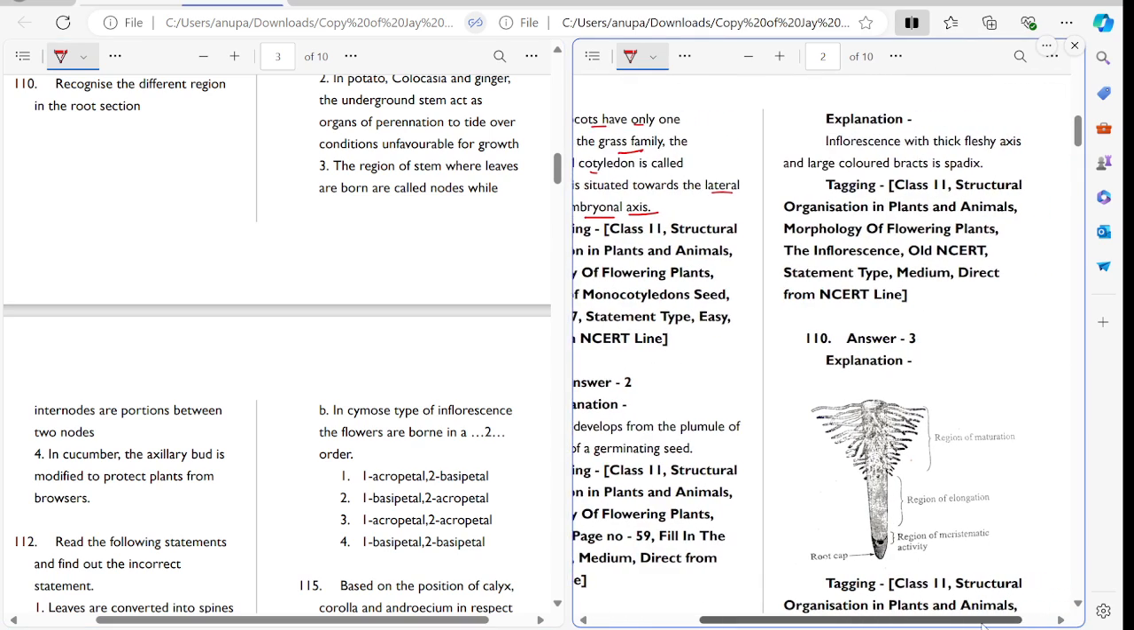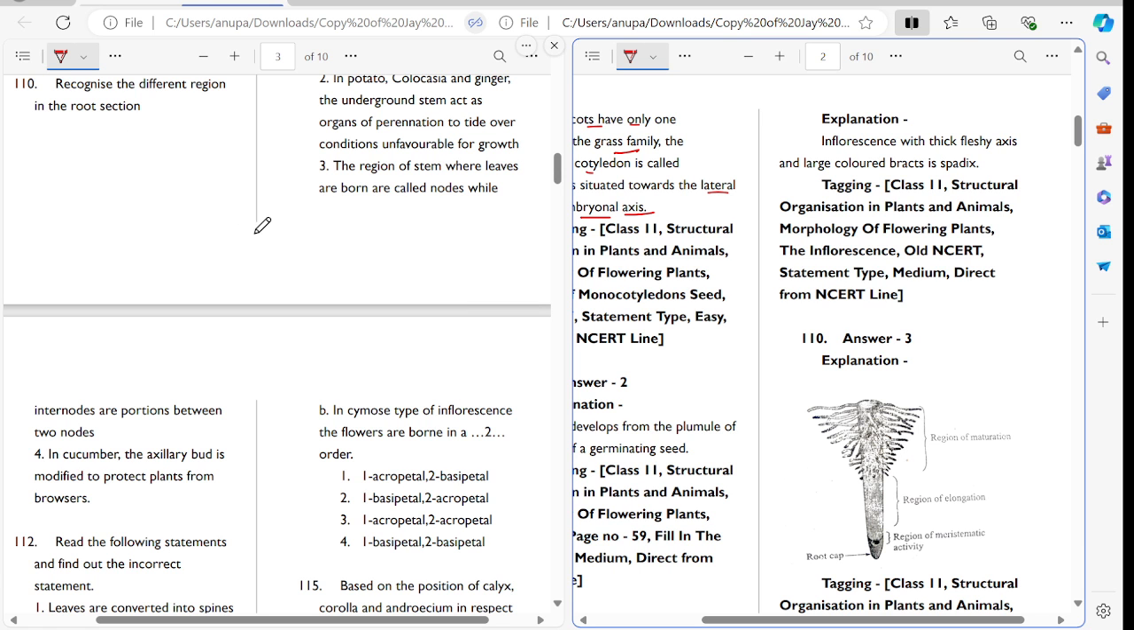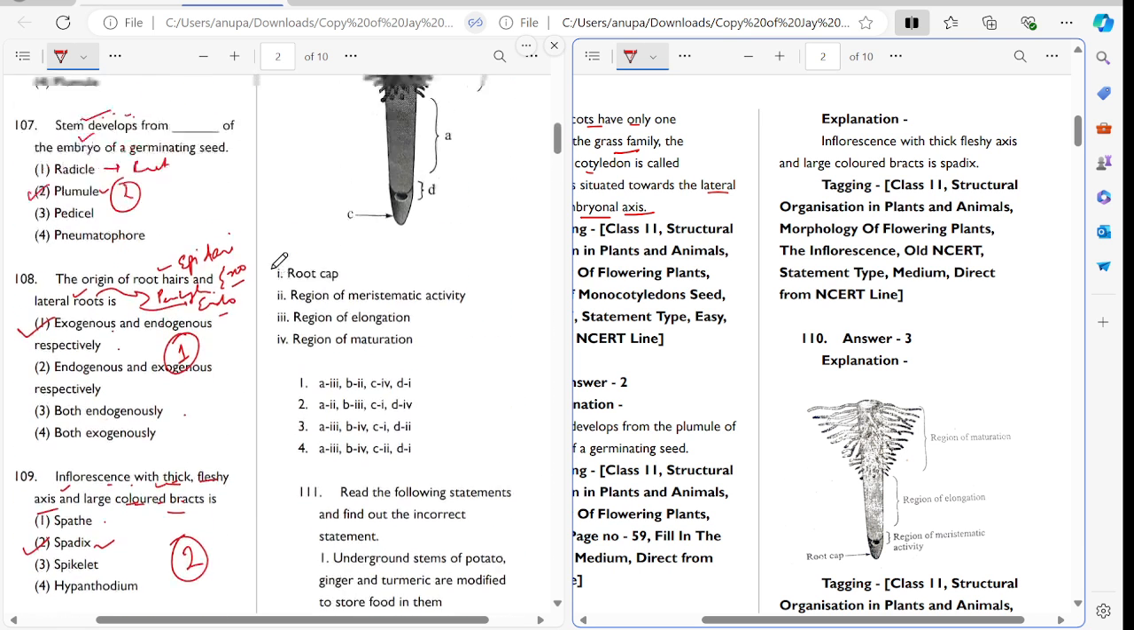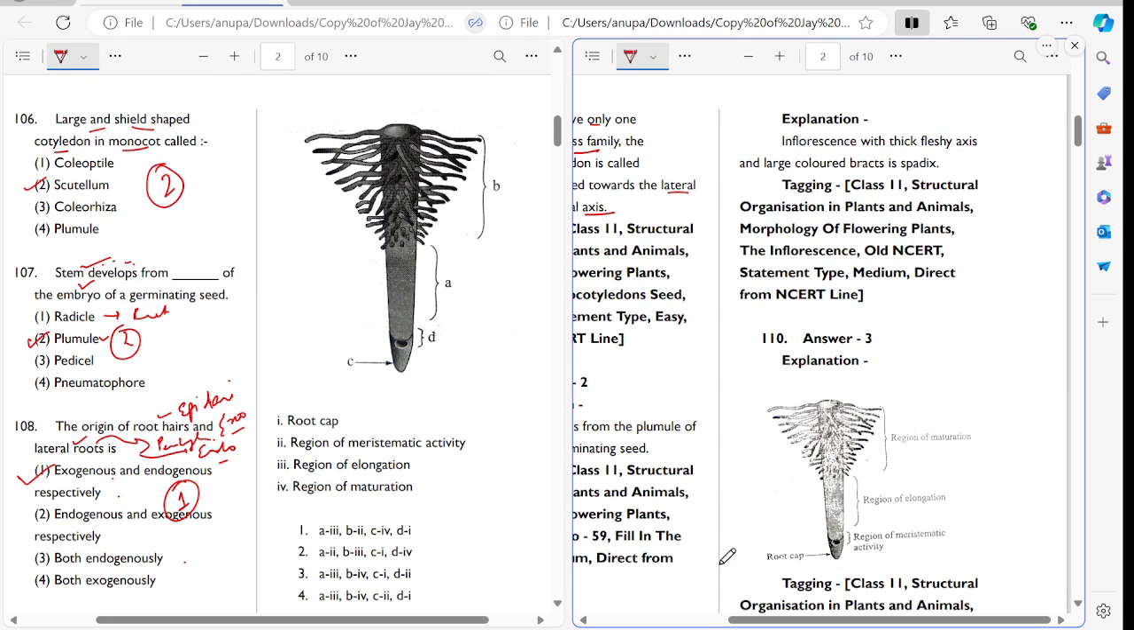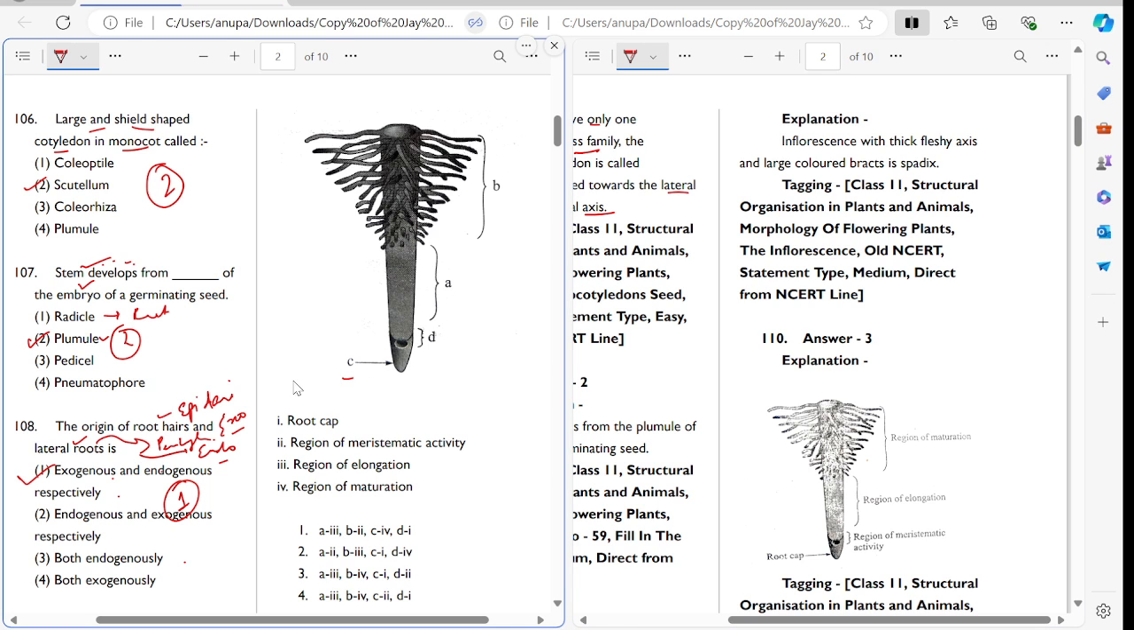Question number 110 states to recognize the different regions in the root section. Here a diagram is given and we have to recognize the different regions. The tip of the root is known as the root cap. The root cap is followed by the region of cell division, where meristematic activity is taking place, then the zone of elongation, and finally the zone of maturation.